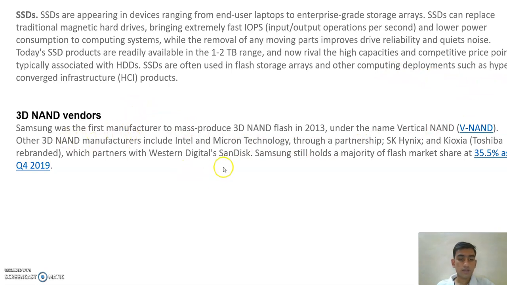Samsung was the first manufacturer to mass-produce 3D NAND flash in 2013 under the name of Vertical NAND (V-NAND). Other 3D NAND manufacturers include Intel and Micron Technology through a partnership, SK Hynix, Kioxia, and Toshiba, which partners with Western Digital SanDisk. Samsung still holds a majority of flash market share at 35.5%.